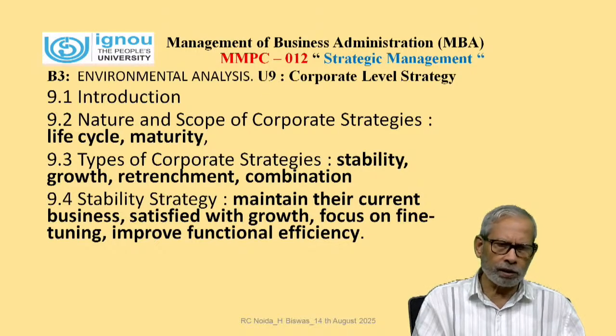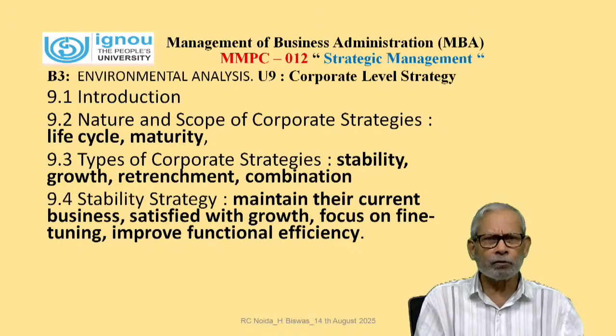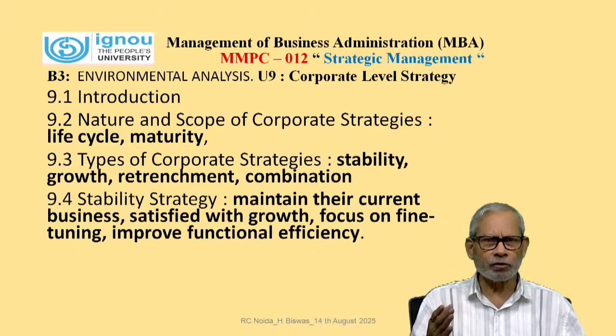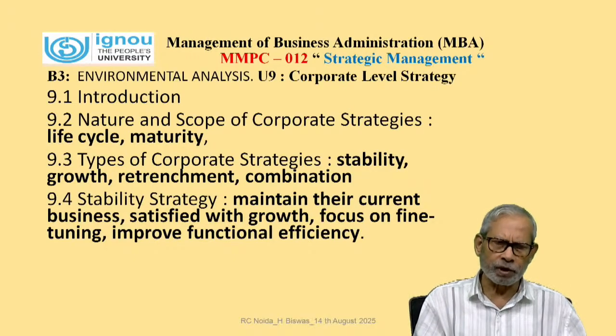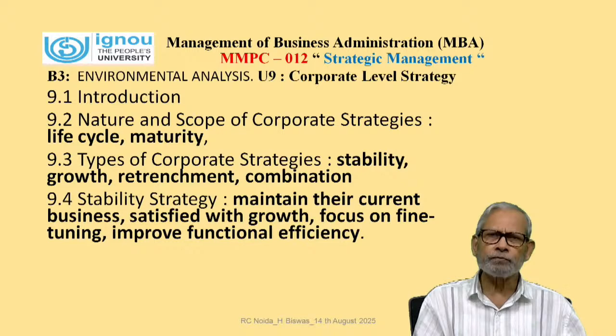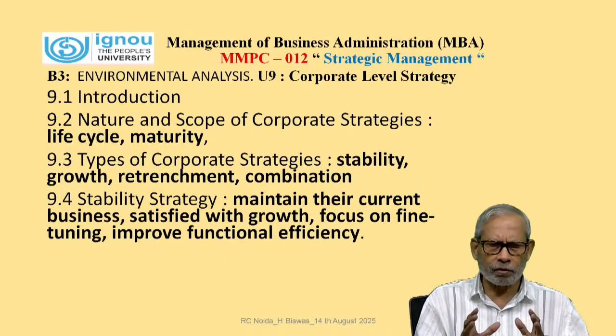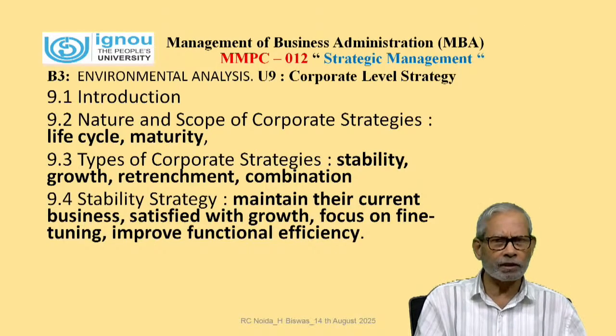Then the nature and scope of the corporate strategy, that is also important. Life cycles, maturity: you have to see whether it is 10 years or 5 years, and when innovation or upgradation is required, augmented. So all this part is also important. The life cycle is a very important thing, and when it is matured, then you have to take some strategy. Will it still continue or not? That is the threshold point. Before coming to the threshold point, you have to decide the things. So that's why the nature and scope of the corporate strategy is very important.